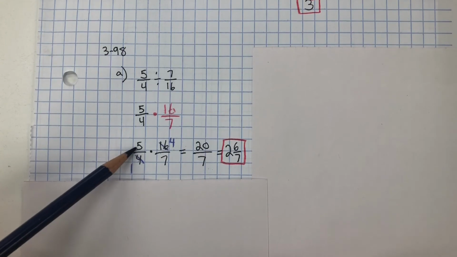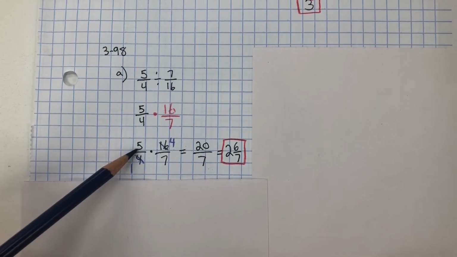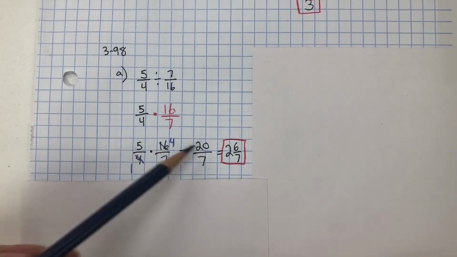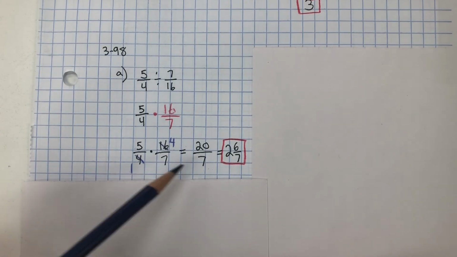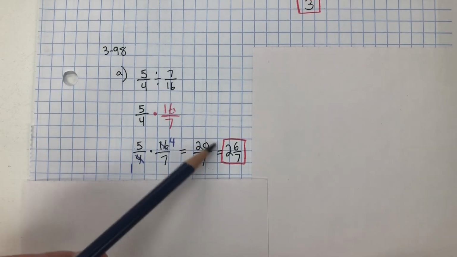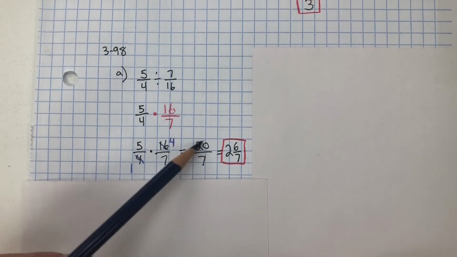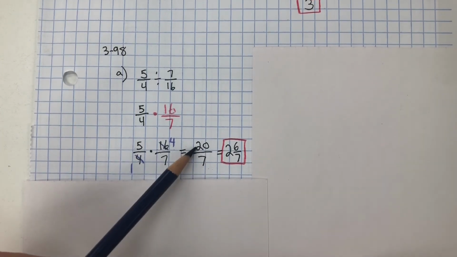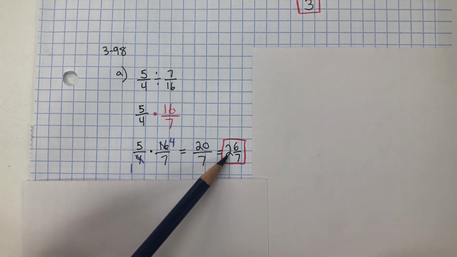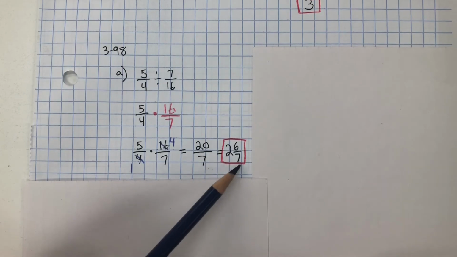And now we multiply straight across. We multiply the numerators. 5 multiplied by 4 equals 20. 1 multiplied by 7 is 7. This is an improper fraction. We write it as a mixed number. 20 divided by 7 gives you 2 6/7.